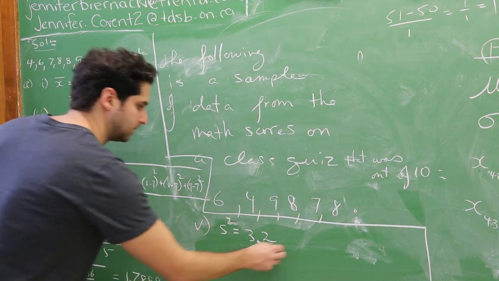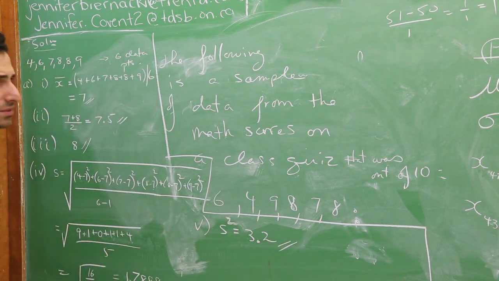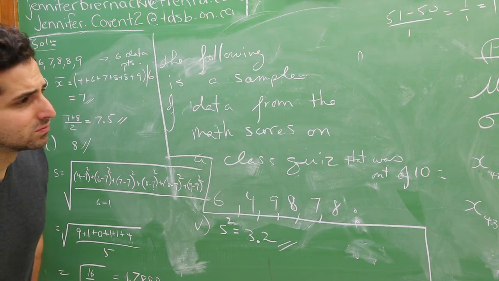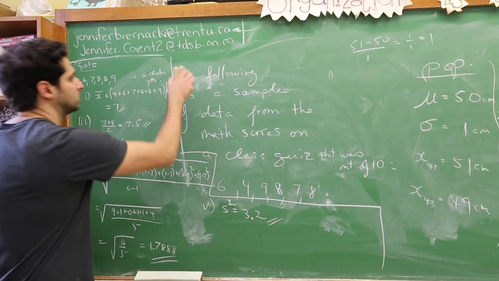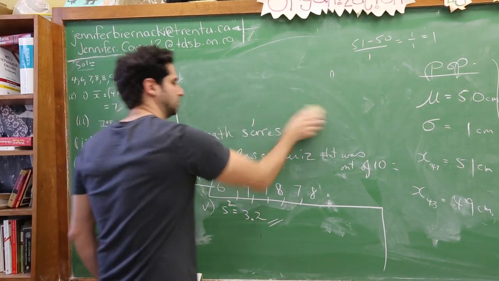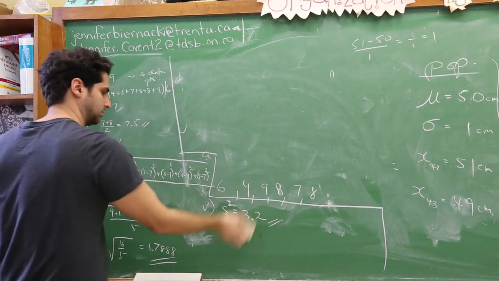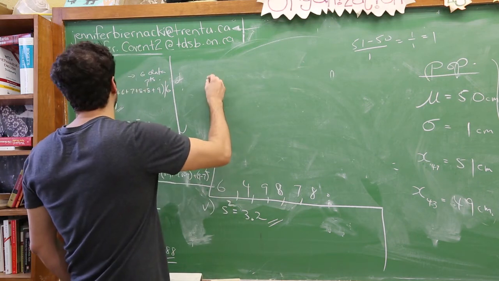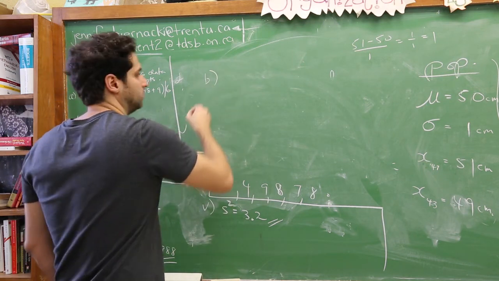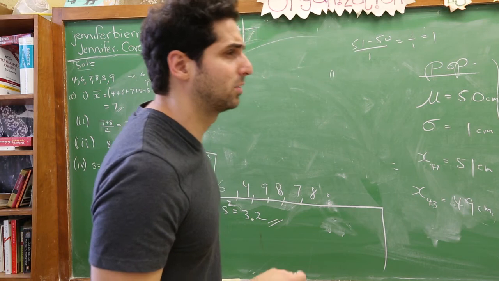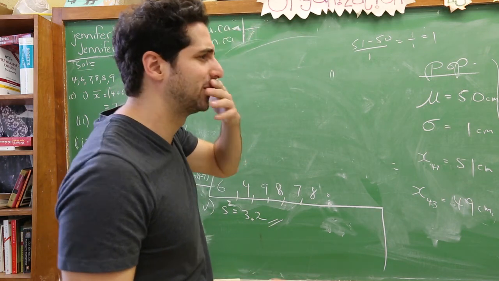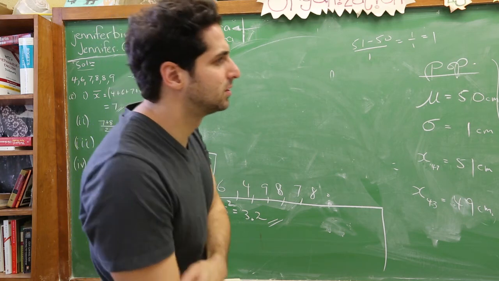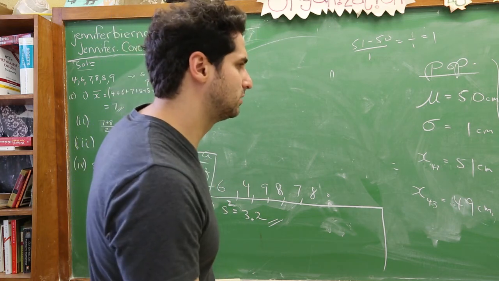Okay. What's next? Part B, create a box and whisker. How much time do we have? 5 more minutes? Yes. Okay, where is B?